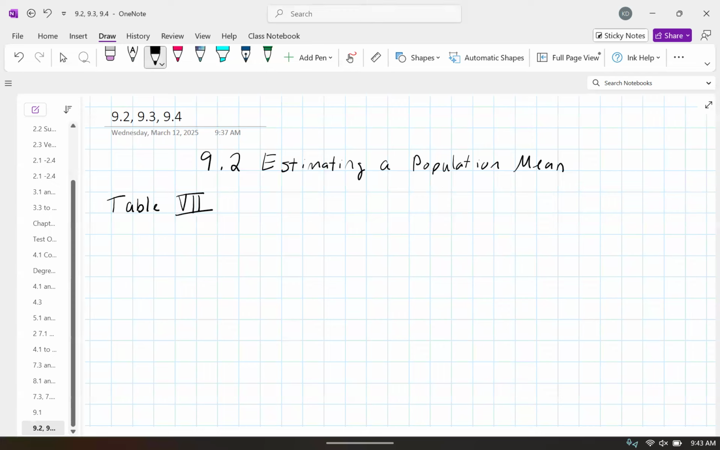Okay, so estimating a population mean. Again, we're making some inferences about our populations. This one deals with a T distribution. I always called it a T test for the obvious reasons, because it's a T. Our formula is T equals X bar minus mu, all over standard deviation over root N.